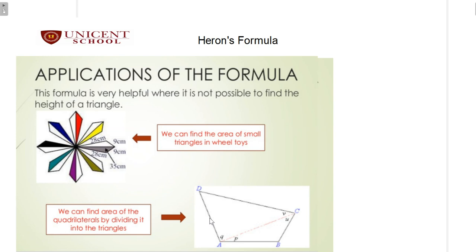And if we have a quadrilateral where all the sides are given and only one diagonal is given, then we can also find the area of this quadrilateral using Heron's formula.